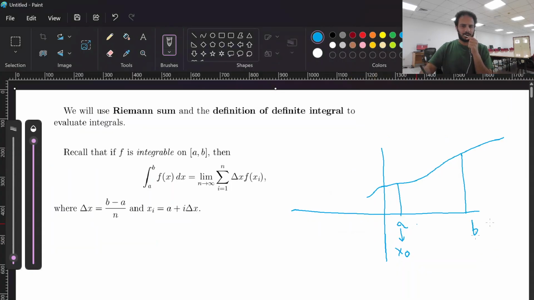So a, also call it x0, okay? So a equals x0 and b equals what? xn, the last one. Divide it into 4 rectangles, for example. 1, 2, 3, 4. Assume they are equal, I mean the width is equal for each of them. Delta x, delta x, delta x. We call this one here x1, x2, x3, okay?